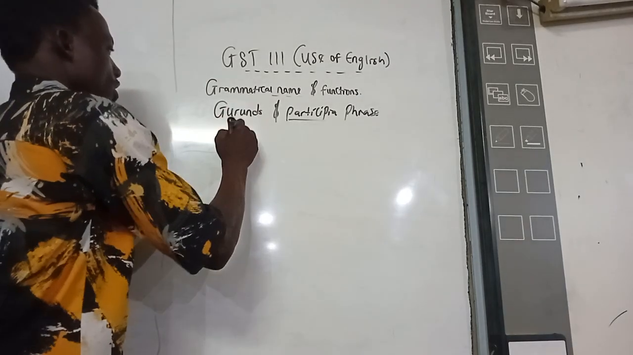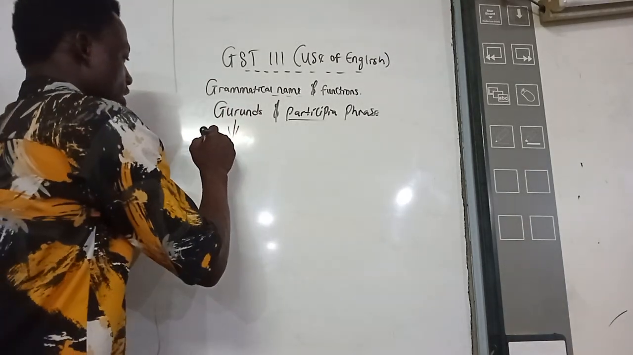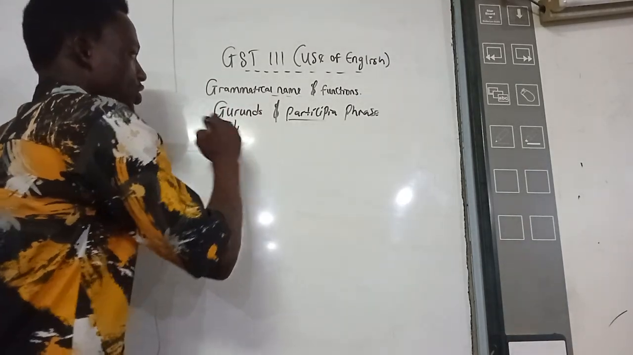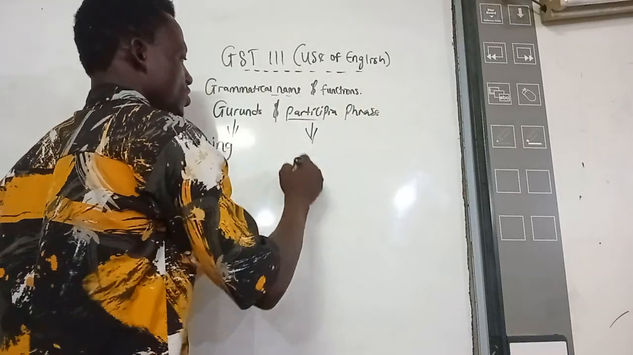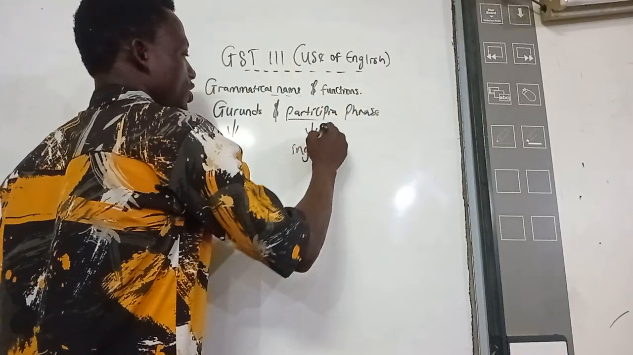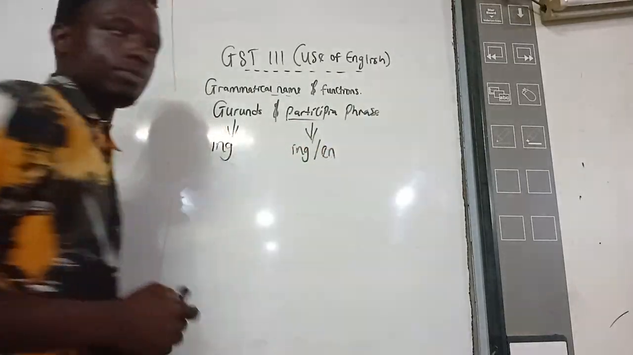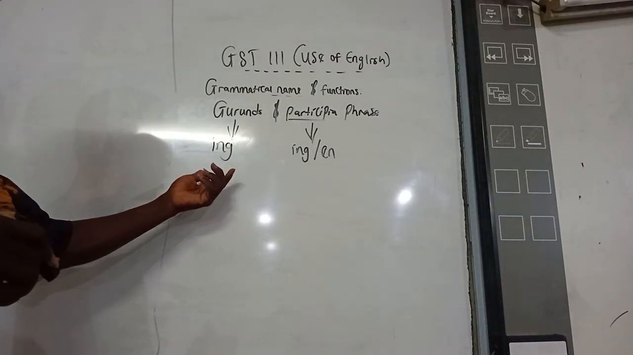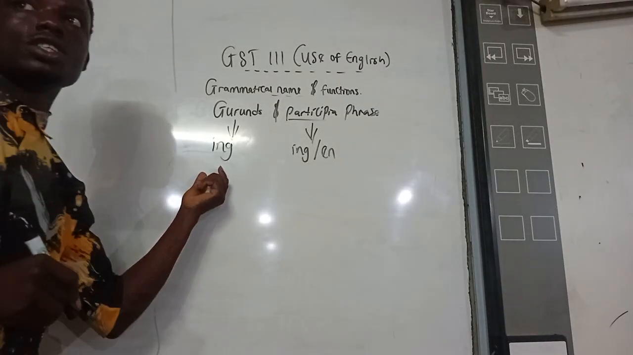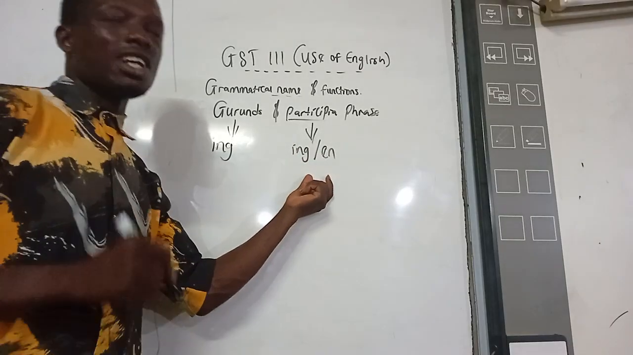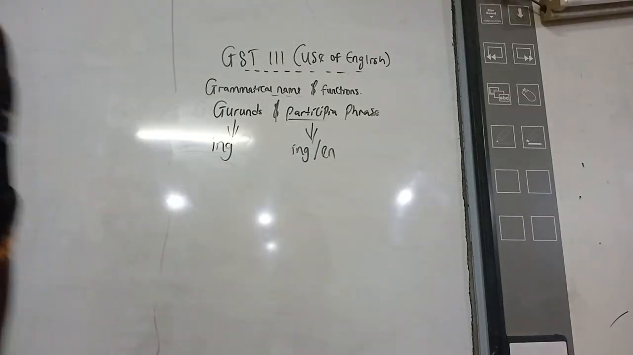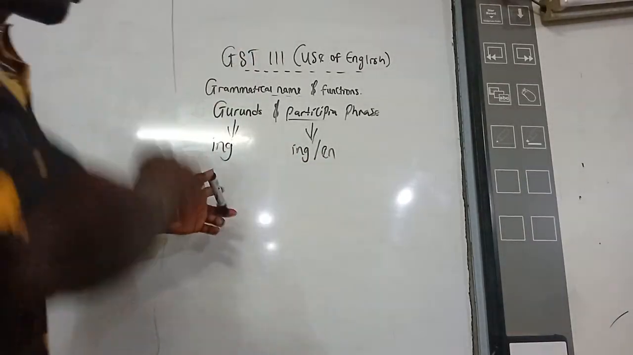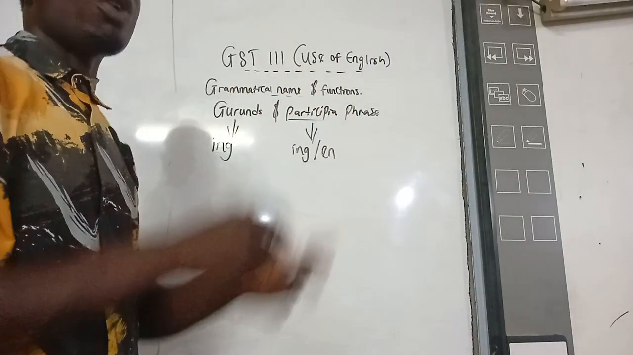Now, for gerundive, we start with a word ending with what? Ing. While for participial, we start with a word ending with ing or en. So the first clue you should have is that gerundive starts with a word ending with ing, and participial starts with a word ending with ing or en. Now, how will you be able to differentiate between gerund and participial completely?